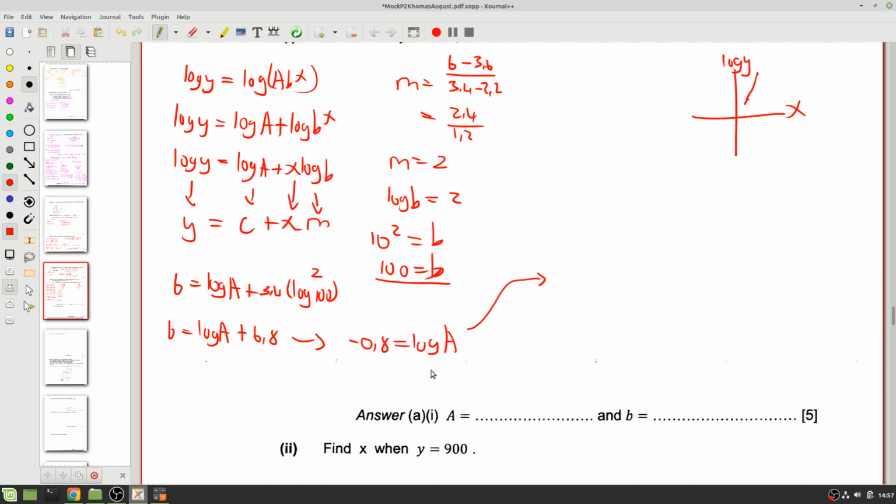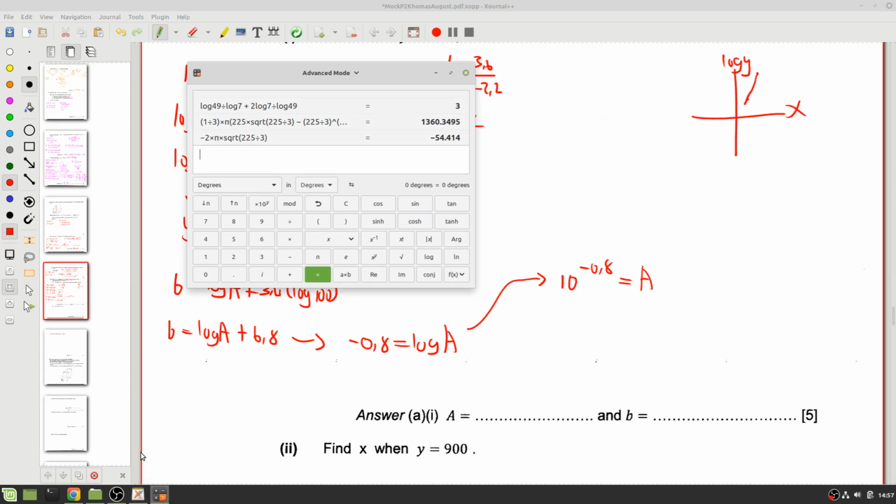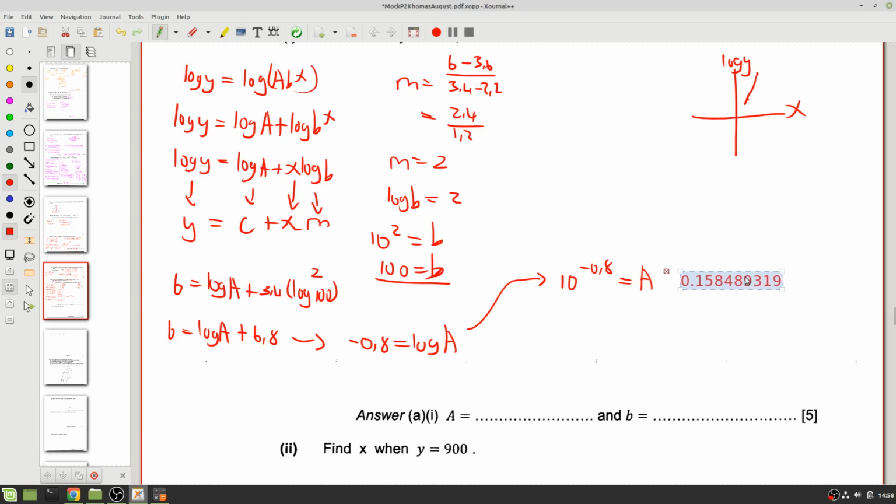And then we can again rewrite this in exponential form. So the base, which is 10, raised to the power of the number on the other side, equals a. Alright, let's see on a calculator, what does that give us? So 10 raised to the power of negative 0.8. Okay, so that gives us this thing. Let's copy that and paste. So that is what a is equal to. Okay, good. So we've found that a is, and rounding this off to 3 significant figures, 0.158. And b we found that was 100.